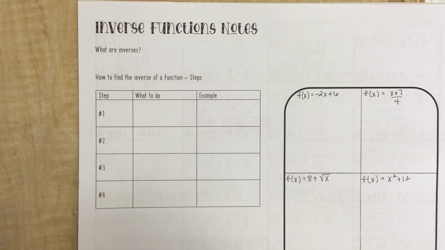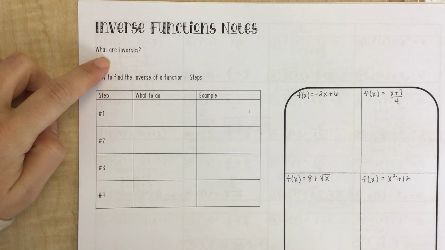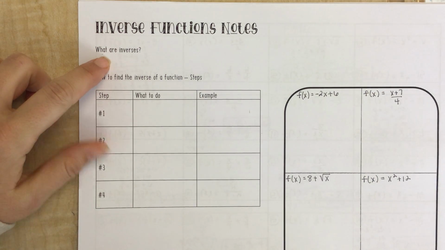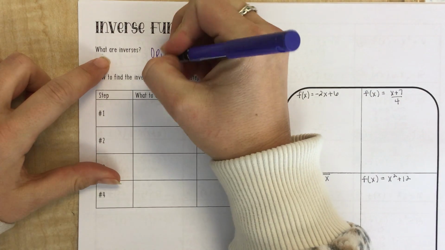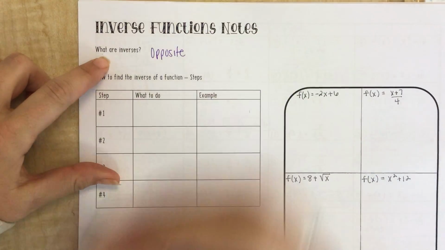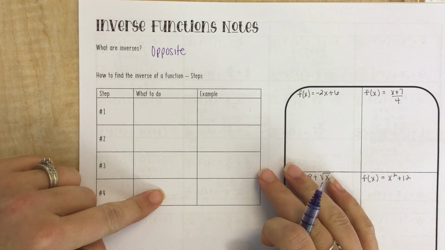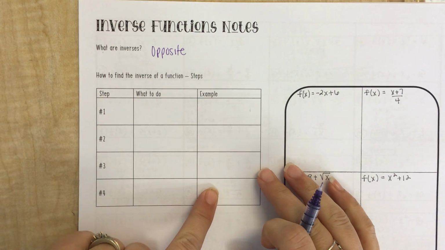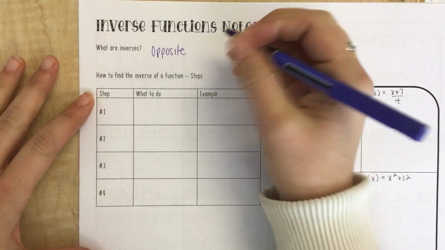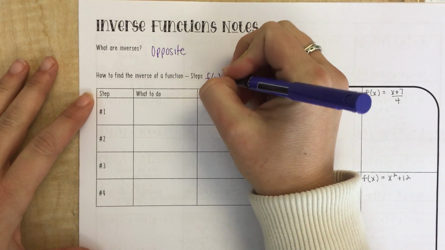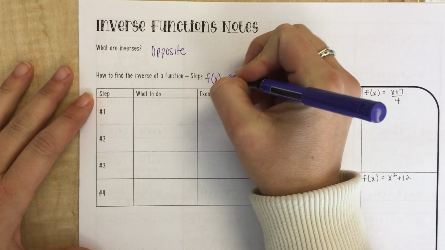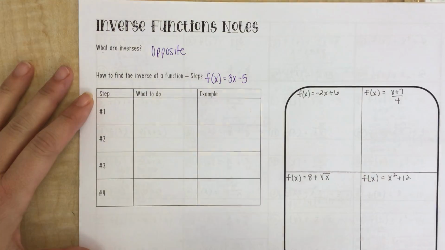All right, just talking in general, what are inverses? Not even mathematically, just what are inverses? Inverses are opposites. So basically we're finding the opposite of a function, okay? We're going to write down our steps, and while we write down our steps, we're also going to do an example as we do that. We are going to find the inverse of 3x minus 5, okay?